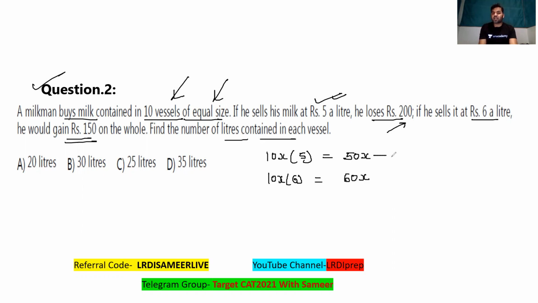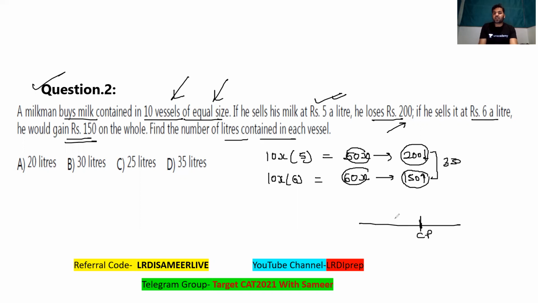60x. And you see that at one price he's losing 200, and over here he's gaining 150. That means the difference between these two values is 350, a loss of 200 and gain of 150. Let's say this is the cost price here. The loss of 200 means this is my selling price, and gain of 150 means this is my selling price. A selling price in case of gain will be more than cost price, and a selling price in case of loss will be less than cost price. So 200 loss and 150 gain is equivalent to 350.